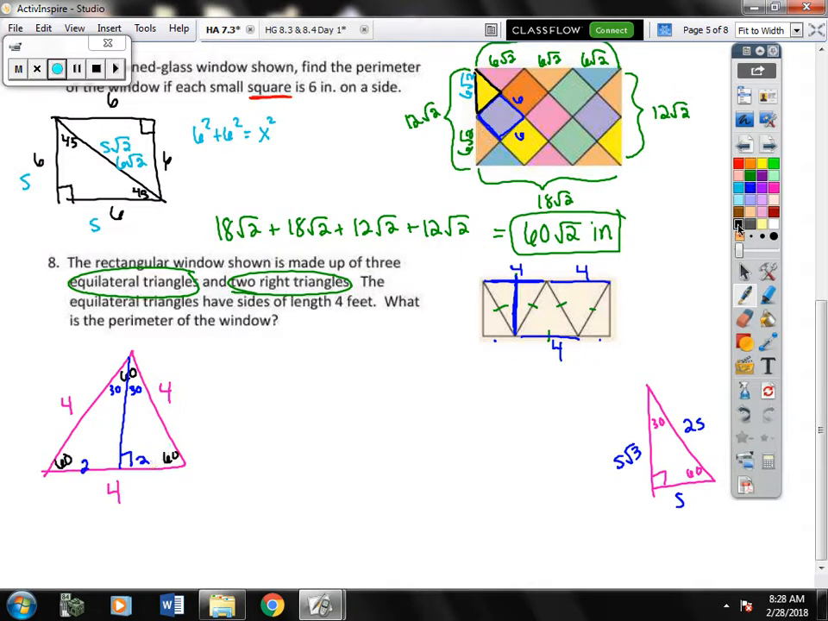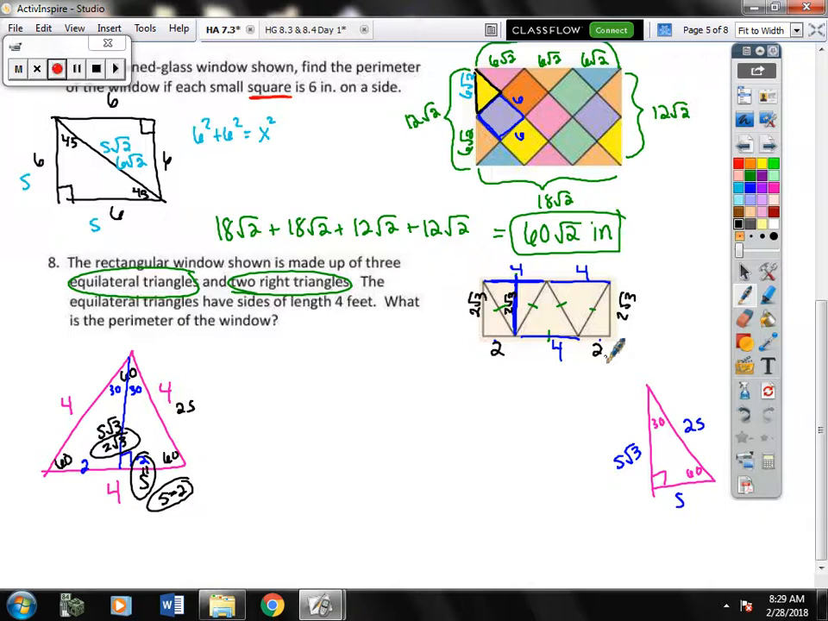So across from my 30 is my s, across from my 60 is my s root 3, and across from my 90 is my 2s. So s actually equals 2. All you have to do is plug it in then. So the altitude or the height of this would be 2 root 3, and that would be 2 times 2, which is 4. So if this is 2 root 3, that means both of those are 2 root 3. And we already found the base of this would have to be 2.